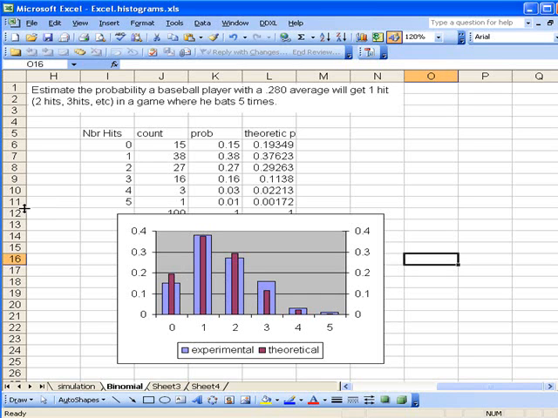Well, there you have it. Next time, we'll take a look at changing one of the graph types so that we can take a look at the data in a different way.